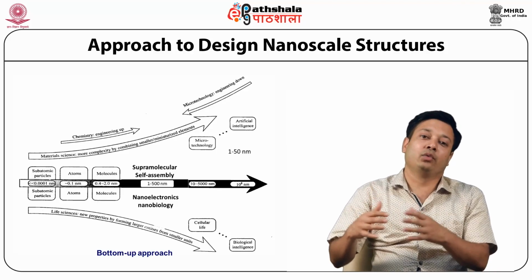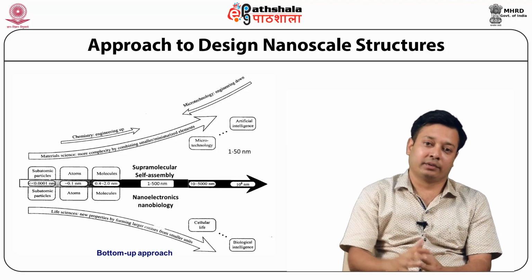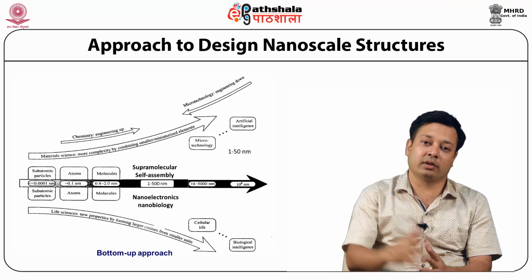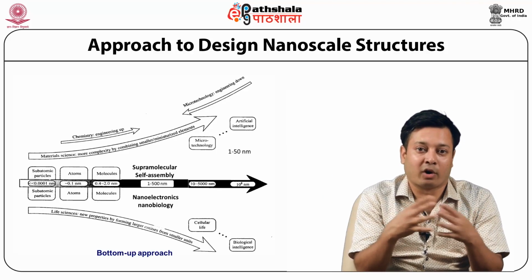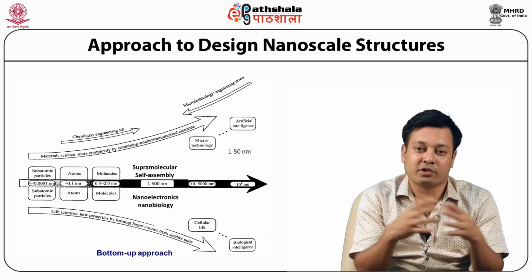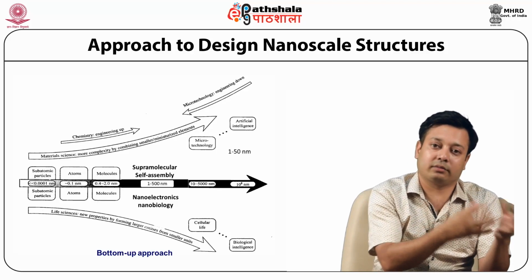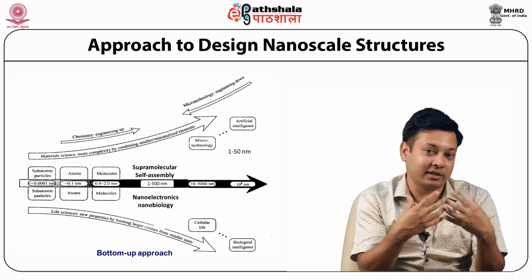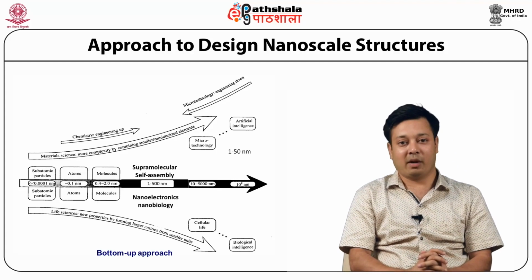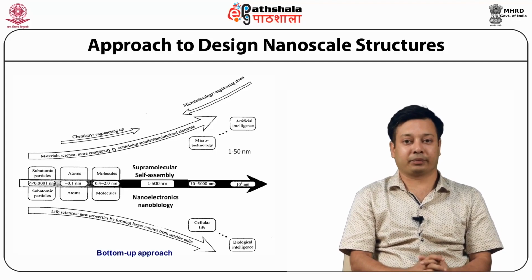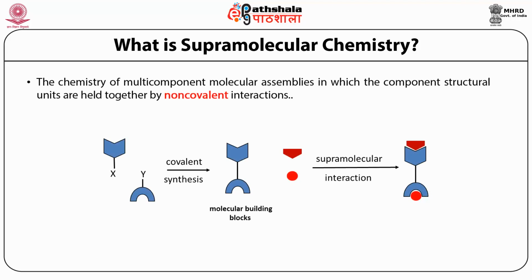So eventually we can take it in a bottom-up approach, we can take it to something like mimicking some kind of organelles, or we can also make it to making artificial cells. So a lot of things can be done if we follow this bottom-up approach to make or design nanostructures. So what is supramolecular chemistry?